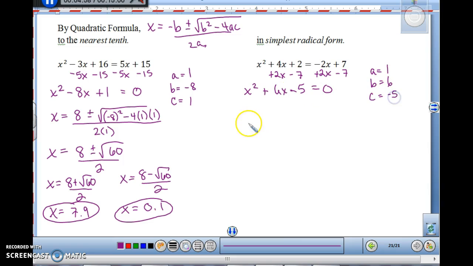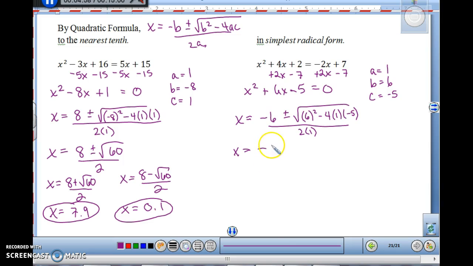Watch your signs. X equals negative b would be negative 6 plus or minus the square root of b squared, 6 squared, minus 4 times 1 times negative 5, all over 2 times 1. All right, this is going to go in my calculator. What's under the square root?